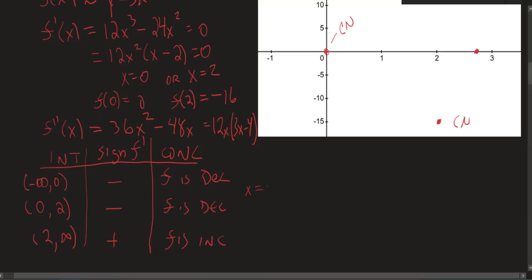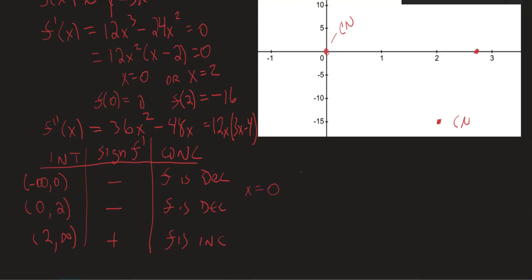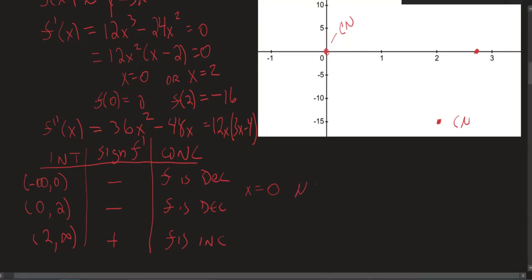X equals 0 was our other critical number, and you see the sign does not change between those intervals, so it doesn't switch at x equals 0. So this is neither a relative max or a relative min, but x equals 2 is a relative min because the derivative changes from negative to positive at x equals 2. So that's a critical number, and we know that it's going to be a min. And this is going to be a neither.